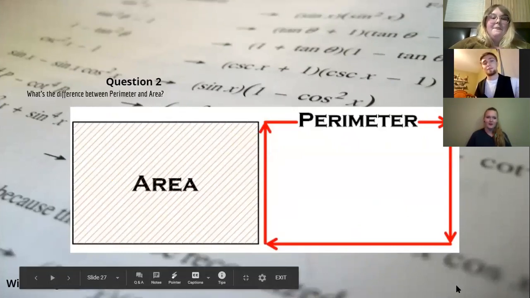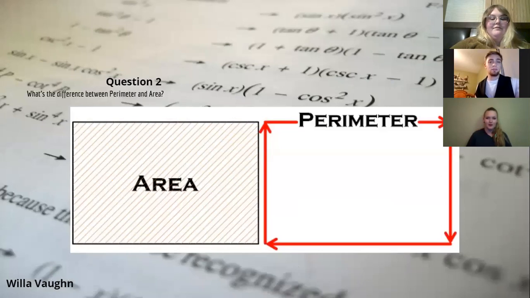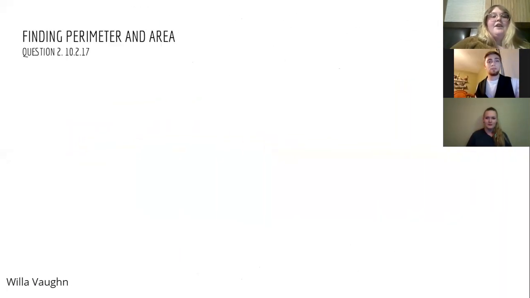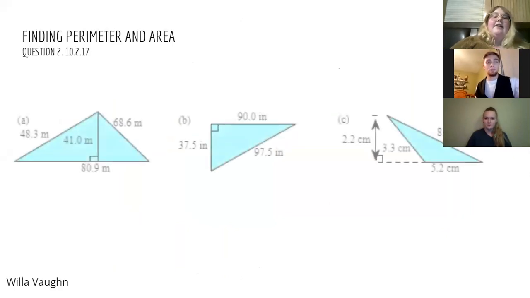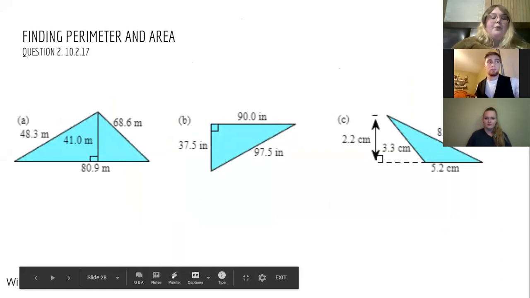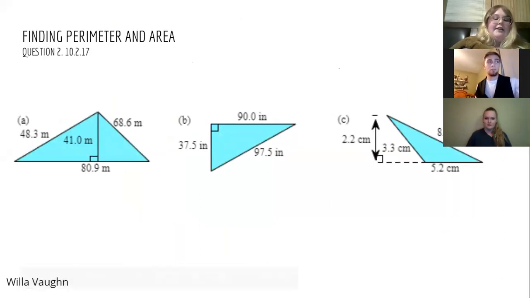Okay, Willa, I have another question for you. Ask away. What is the difference between perimeter and area? Okay. So we're going to use question 2, I believe it's module 3. And so perimeter is the distance around the outside of a shape, and area measures the space inside a shape.